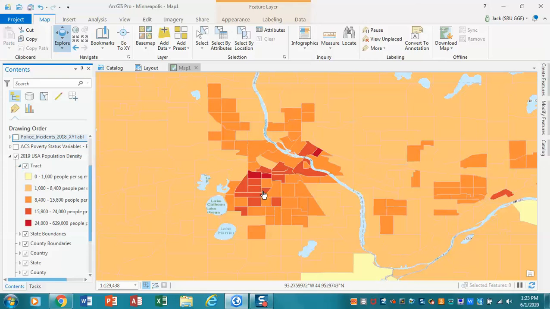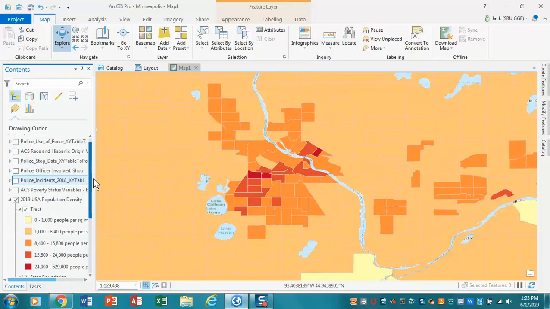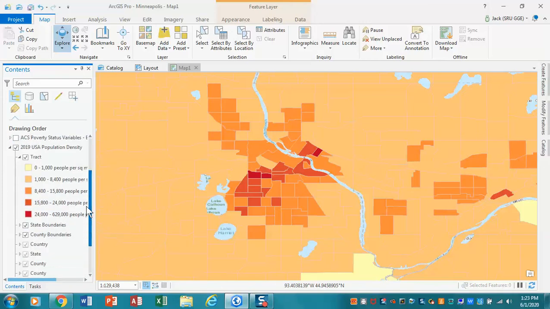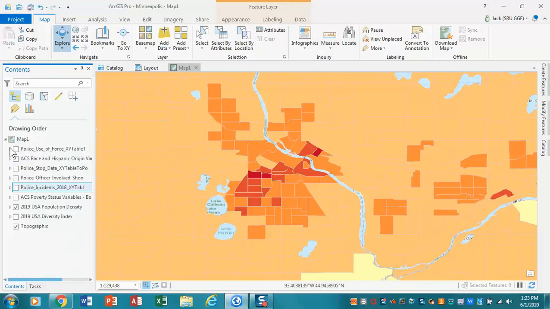Now, what we can see, again, darker color is higher. So we have very, very high population densities through here. This is Minneapolis and St. Paul. And so we see this very, very high level. What that allows us then to say, and I'm going to turn this on, and you're going to see a slightly different way of seeing data.